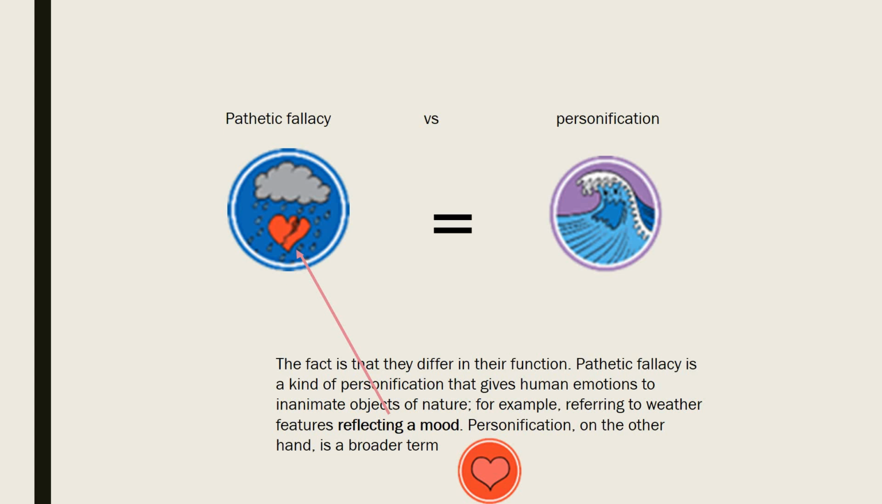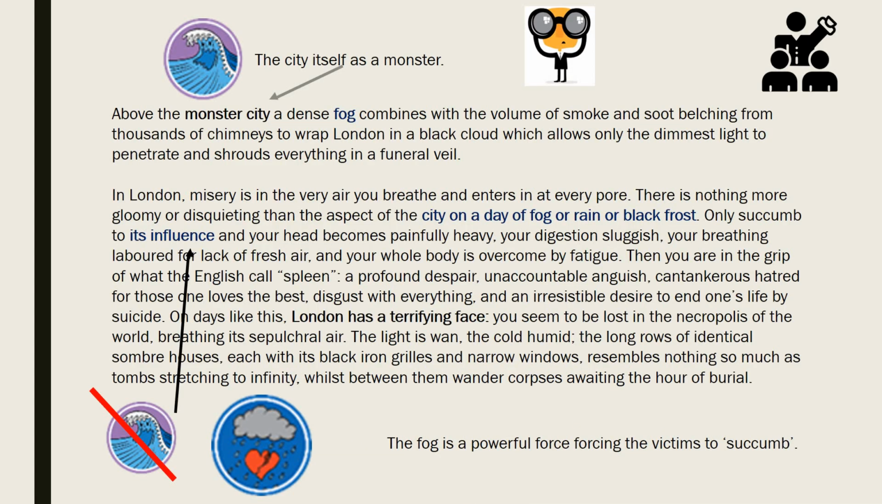Pathetic fallacy is a type of personification, but it refers to the weather, specifically reflecting a mood. There is an intended effect of feeling. Personification is a broader term and could be about anything. So the sea's gaping mouth with menace there is personification about the sea. But here, if you're talking about the fog moving in a way that if you succumb to its intent and its want, that is the weather specifically. So therefore it is pathetic fallacy.